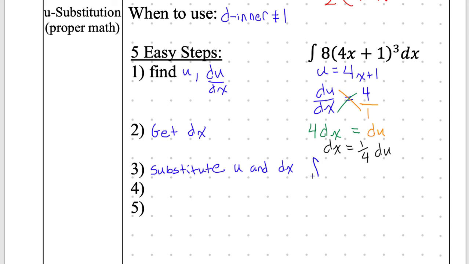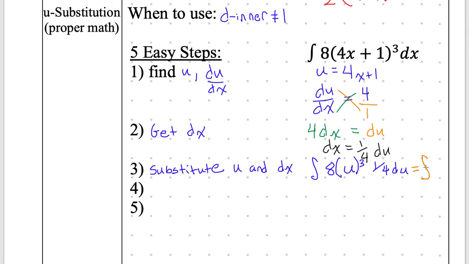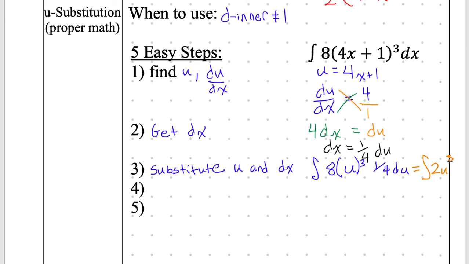This is now the integral of 8 times u to the power of 3. What is this dx? That dx turns into a 1/4 du. Again, you're starting with the original problem. What can you substitute out? Well, I know I can substitute out the 4x plus 1. I can substitute out the dx. All right, and I'm going to simplify this off to the right-hand side. 8 and 1/4 simplifies to what? 2. Yeah, so let's rewrite this as the integral of 2u to the power of 3 du.